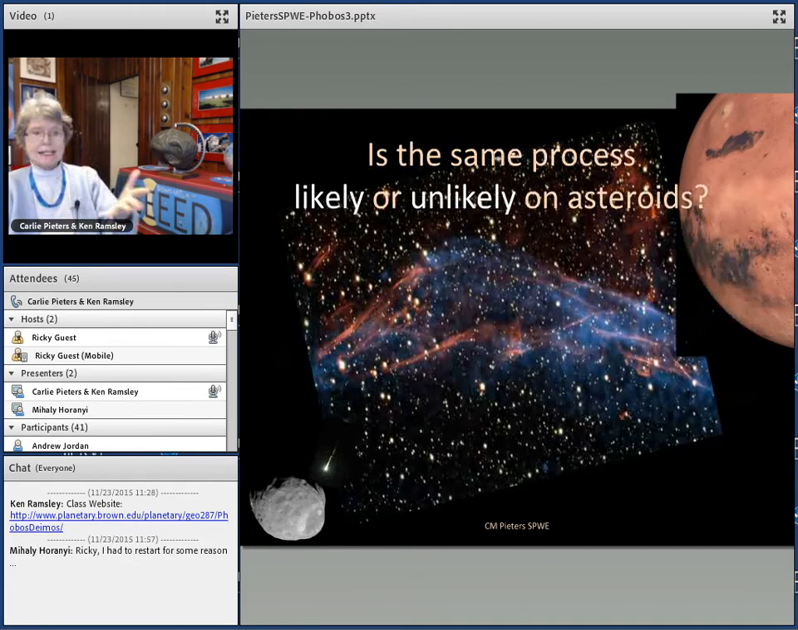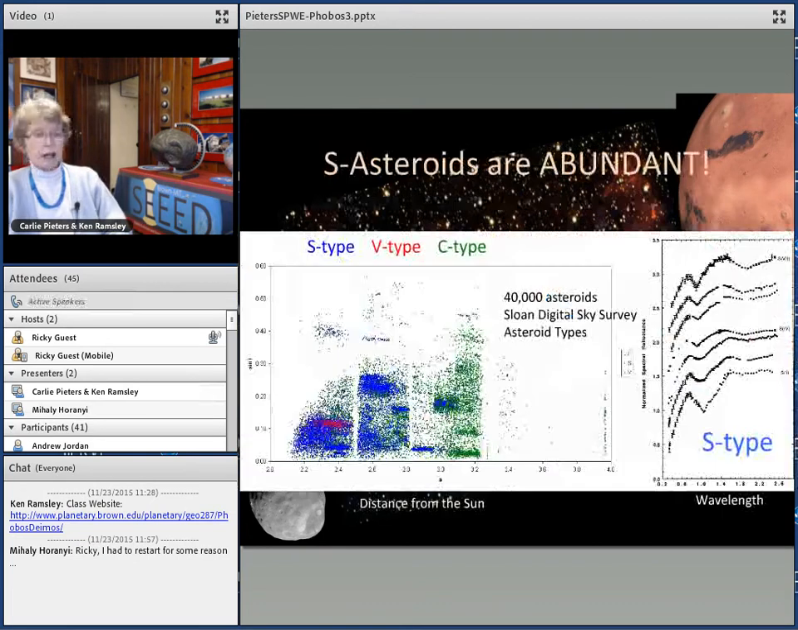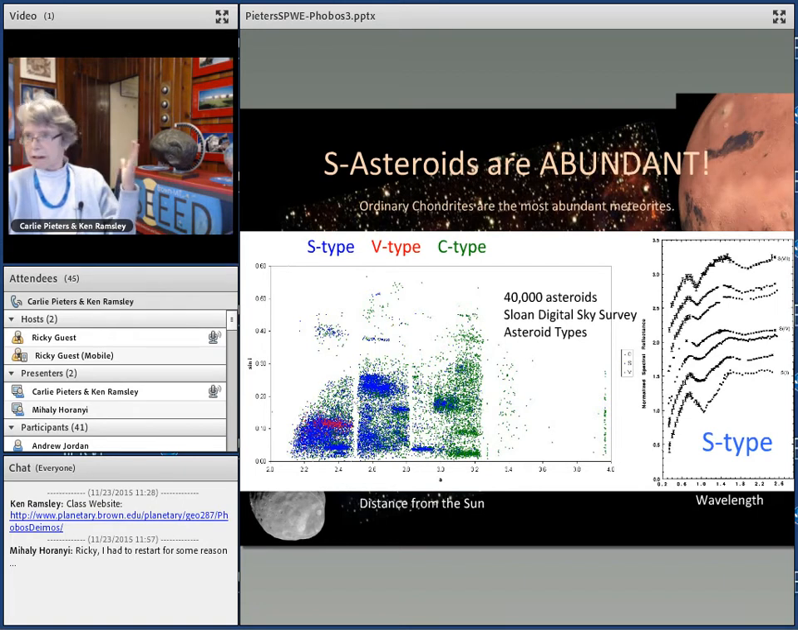Well, is this same process likely on asteroids? One of the most abundant kinds of asteroids, shown here is the distribution of asteroids in the solar system as a function of distance from the sun and inclination. One of the most common types of asteroid is what we call the S-type asteroids, shown, for example, on the right part of your screen. And the thought was, well, the most abundant type of asteroid should surely correlate then with the most abundant type of meteorite, namely the ordinary chondrites.